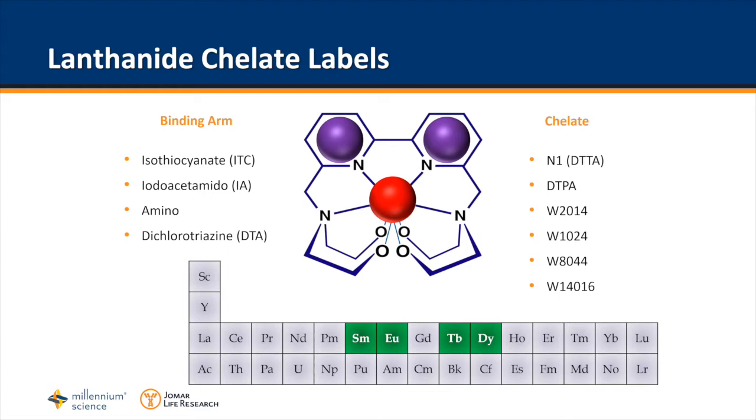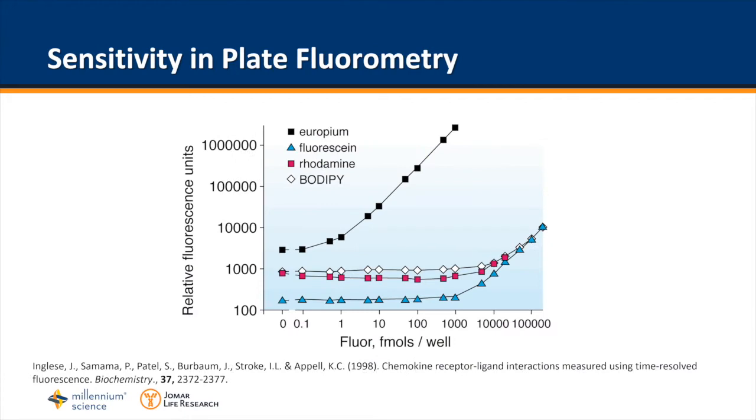The lanthanide is then attached to your target via a binding arm, so you need to know some basic information about what it is you're attaching the lanthanide to, whether that's a protein, peptide, oligo, and if you're aiming for the N-terminus, C-terminus, etc. This study here illustrates the benefits of TRF chemistry.